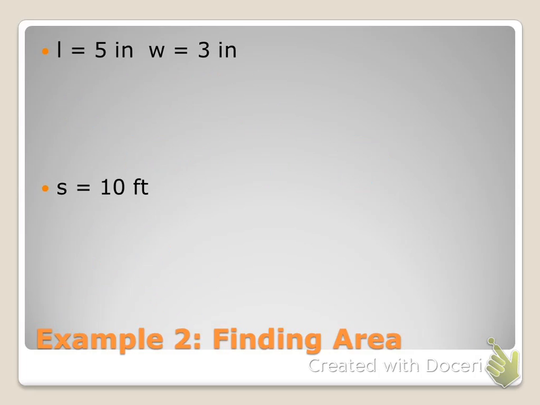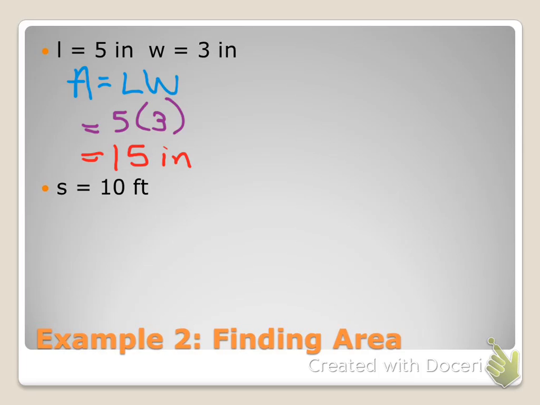Now in example 2, we're finding the area of a rectangle and a square. In the first bullet, is that a rectangle or a square, class? Rectangle. It is a rectangle because it gives me the length and the width. So the formula to find the area of a rectangle is length times width. I make my substitutions. 5 times 3. And my answer is 15 inches. And you always square the unit when you're finding area. 15 inches squared.